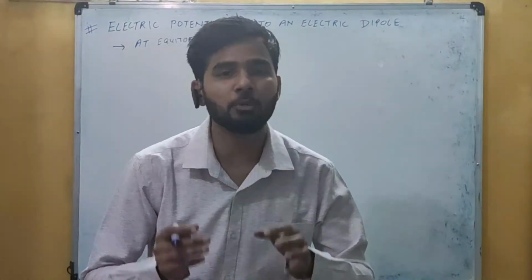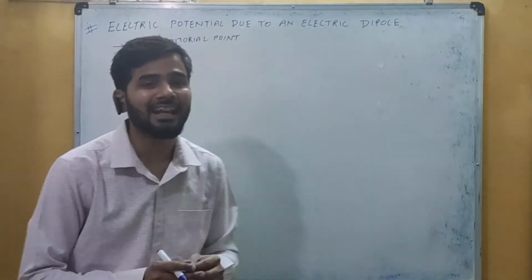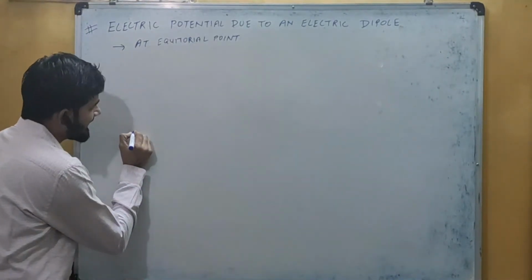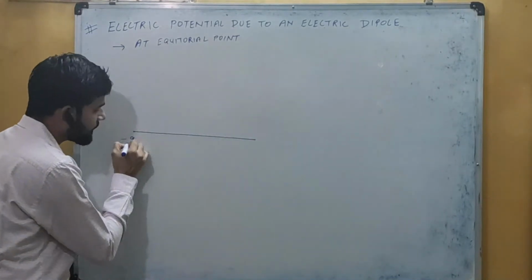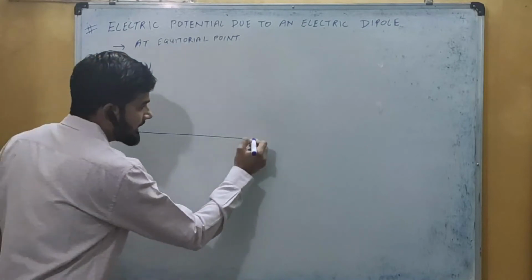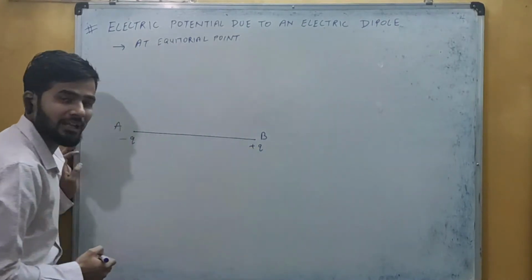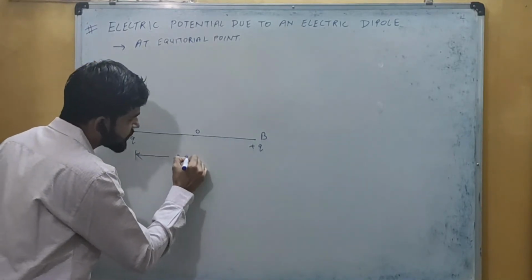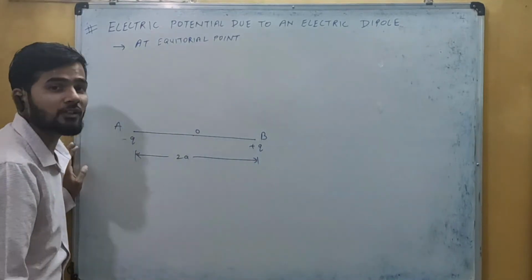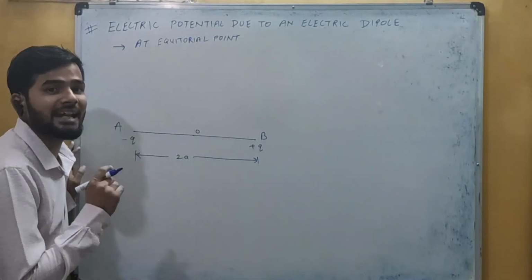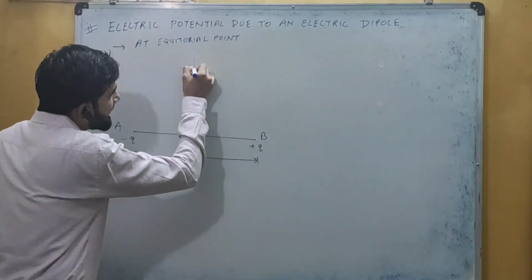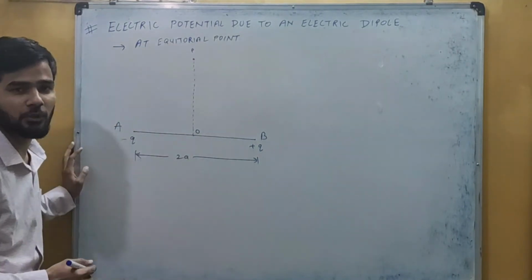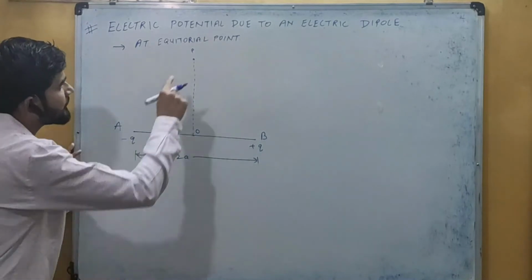Now after calculating the potential on the axial line due to a dipole, we will calculate it at the equatorial point due to an electric dipole. So let us consider an electric dipole. Here we have minus q charge at point A, and here the point B has charge plus q. The center point is O and the distance between them is 2a. This is the electric dipole. Now the equatorial point is at an angle of 90 degrees, so we draw a line from here, and we'll assume this point P is the equatorial point for this dipole.